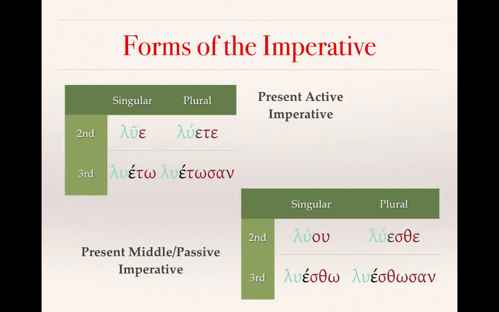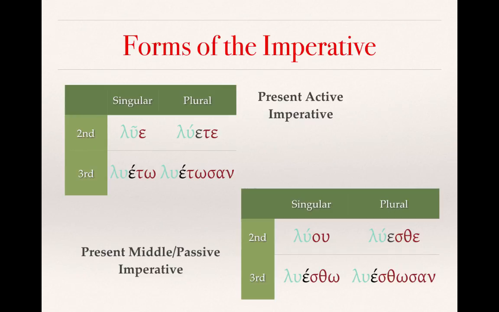And the second singular, lue, is sort of the only exception to that rule with the present active. And the same is also true of the present middle passive imperative. Luou is sort of the only form that you have no context to discern. It's the only sort of purely new form.